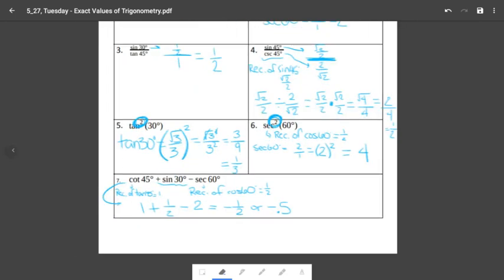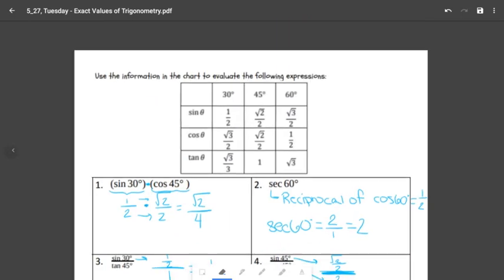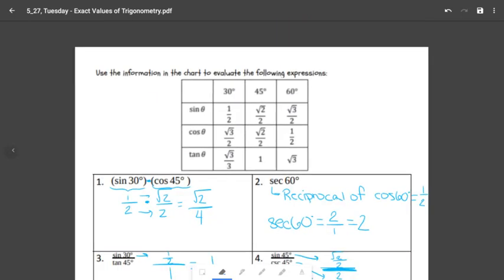So there's some different problems for you. All of them are just pulling these values from the chart. And again, this is whenever you see the words exact value. It's asking you to evaluate these, and we want the exact value.